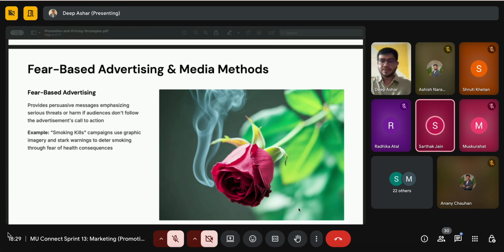Sorry, I had a question. For this example of smoking kills, like the picture of the lungs on the cigarette box, can that also be classified under captive advertising? Because if you open the cigarette box you will see it, you don't have an option.